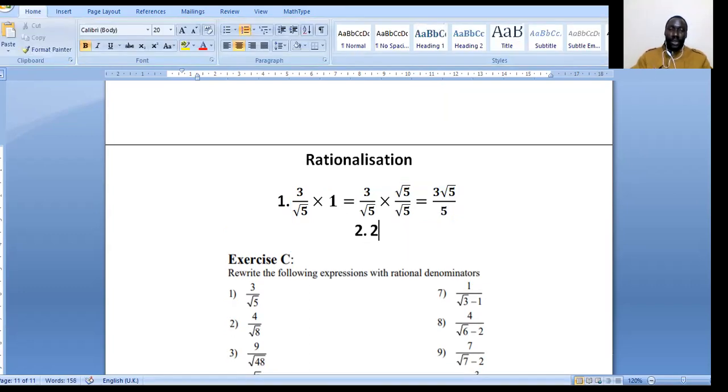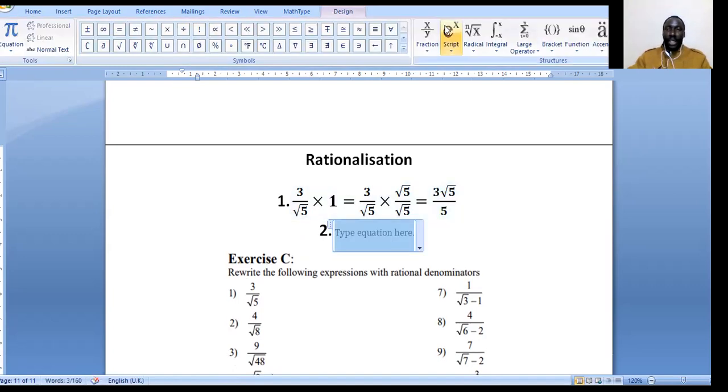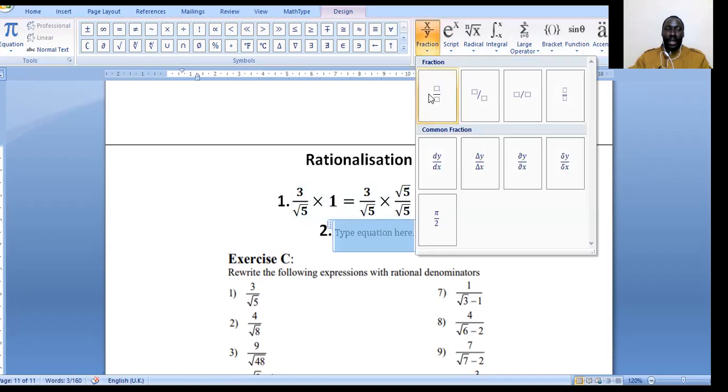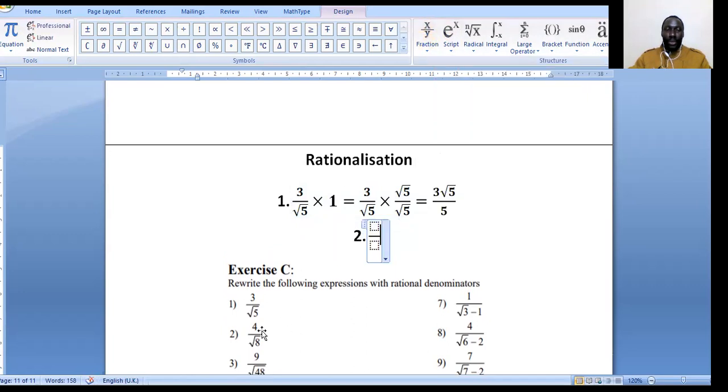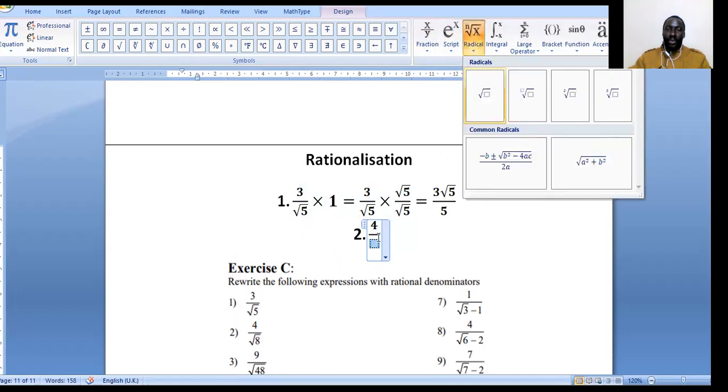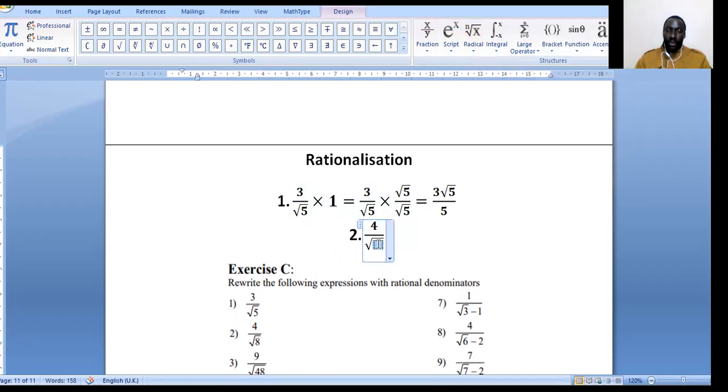And in the second question, we would like to rationalize 4 divided by the square root of 8. 4 divided by the square root of 8. How do you rationalize that? Well, we rationalize it by multiplying it by 1.